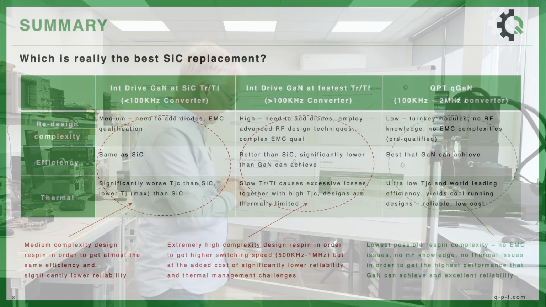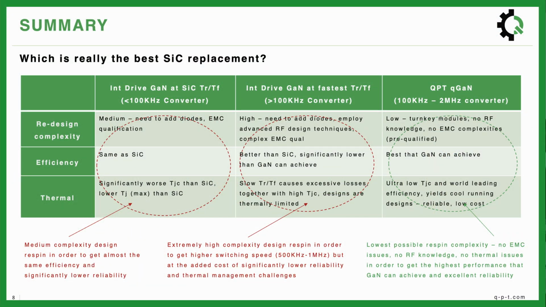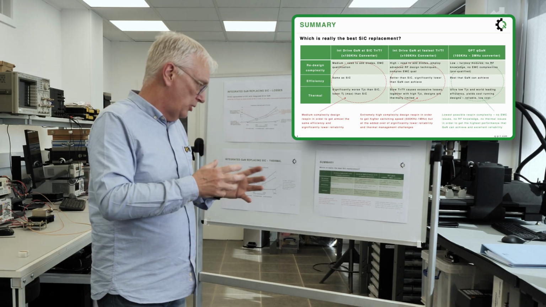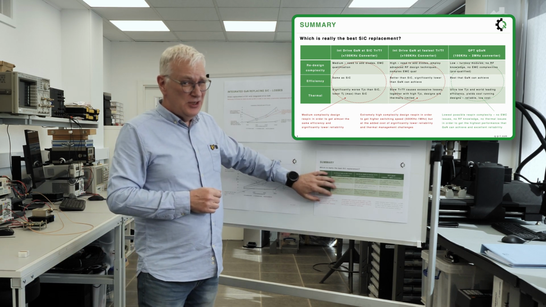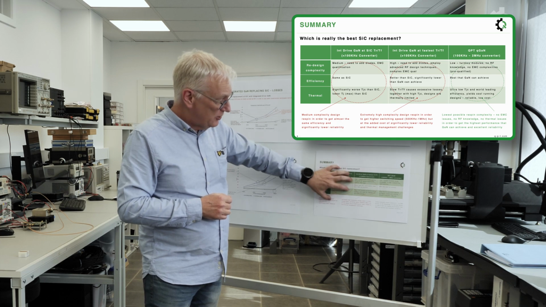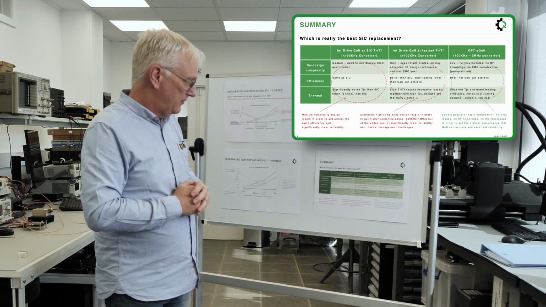And lastly, what we're looking at here is we're asking the question, is GaN really a good replacement for SiC? So if we look at integrated GaN drives, integrated GaN-driven transistors, if you go really slowly, so you make it look like SiC or silicon, yes, you get away with the EMC problems. It's not a super complex design, but you're basically at the same level of efficiency. You haven't really gained anything, and you've had to redesign your product and not really gained anything.